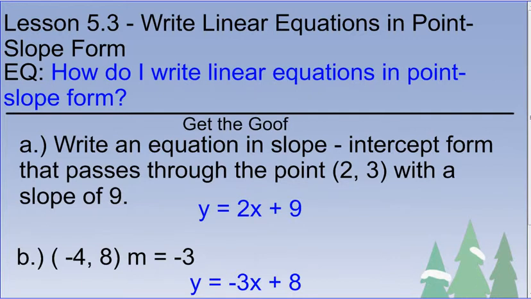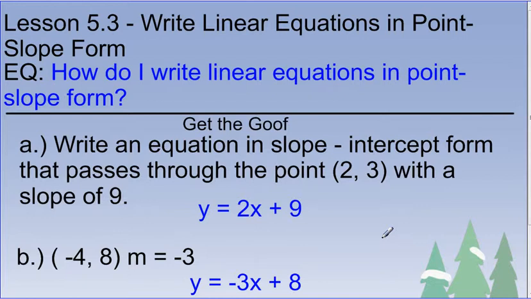Today's lesson is on this thing called point-slope form. We spent a good bit of lessons on slope-intercept form, which was the y equals mx plus b, which is what these get the goofs are about down here. This point-slope form is just going to be another way to write the equation of a line. You might find it easier in some situations, but harder in others. So the essential question says, how do I write linear equations in point-slope form?